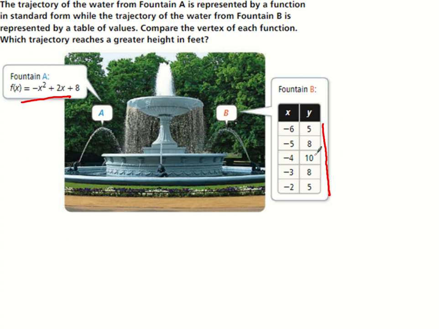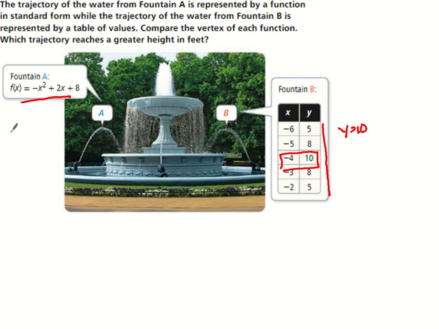So fountain B, you should be able to pick out the vertex right away because it's its highest point and it's where we change direction. So the vertex here is at negative 4, 10. So for fountain B, the highest point is the y value. So the maximum is 10. Now I just want to compare that with fountain A and figure out which one gets higher. It's not the y-intercept. The y-intercept has nothing to do with the vertex.